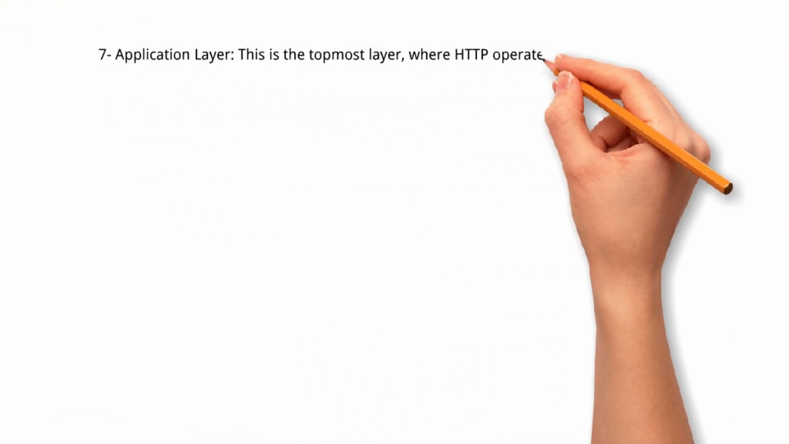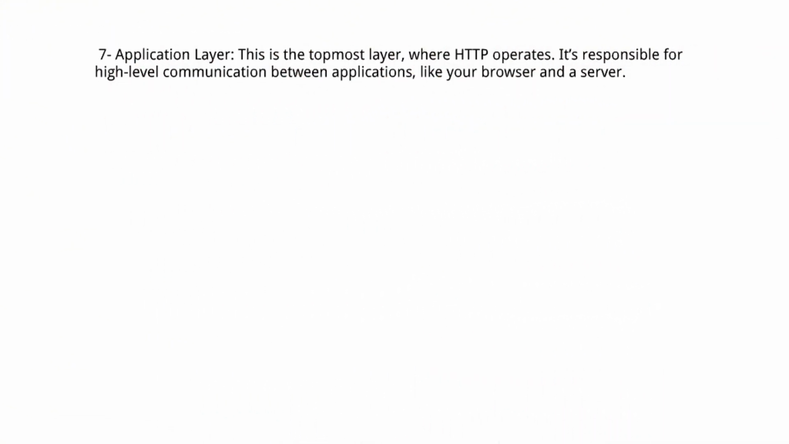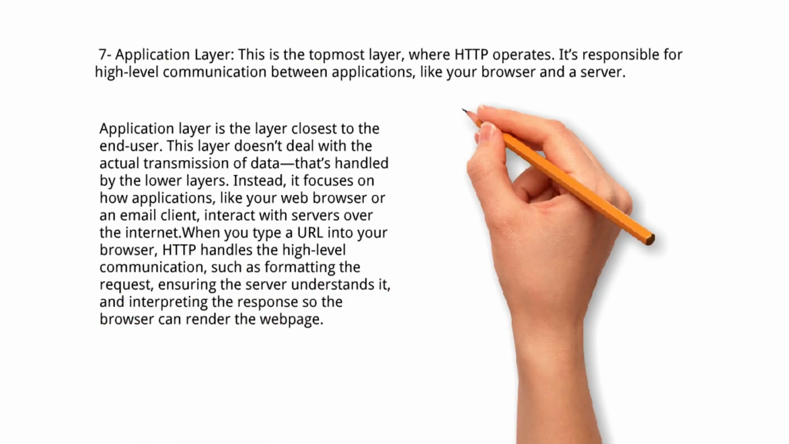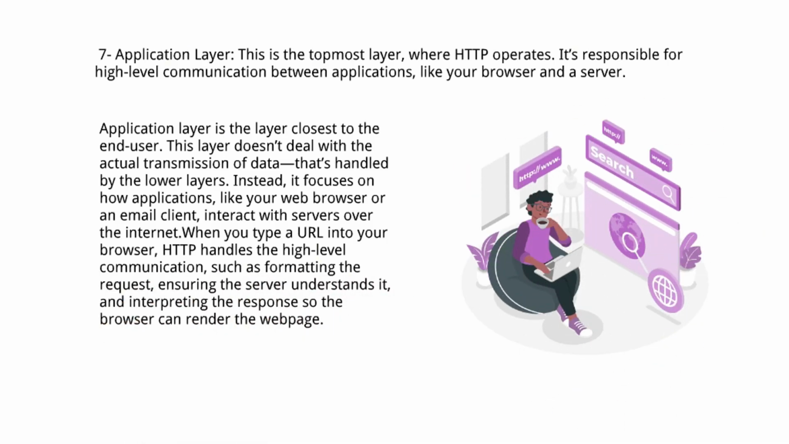7. Application layer. This is the topmost layer, where HTTP operates. It's responsible for high-level communication between applications, like your browser and a server. Application layer is the layer closest to the end user. This layer doesn't deal with the actual transmission of data; that's handled by the lower layers. Instead, it focuses on how applications, like your web browser or an email client, interact with servers over the internet.